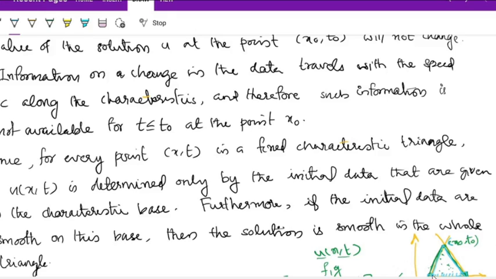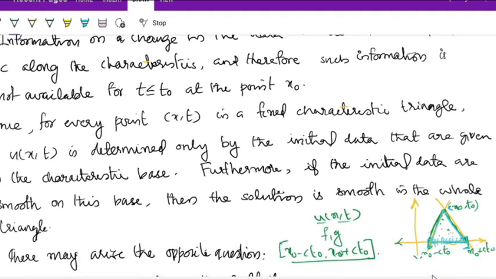Thus, we may conclude that for a fixed point (x0, t0), there is a triangle known as the characteristic triangle, such that for any point (x, t) in this triangle, the solution u(x, t) is determined only by the initial data given on the characteristic base, the closed interval x0 minus c t0 to x0 plus c t0.